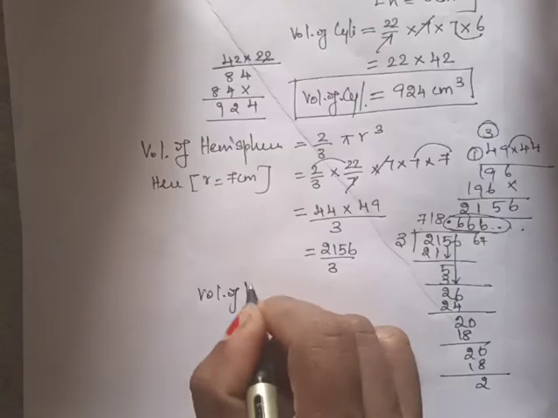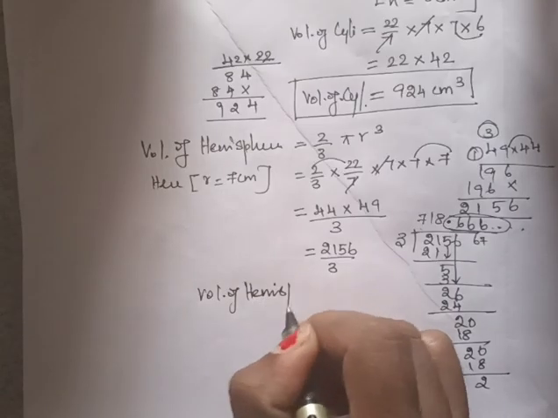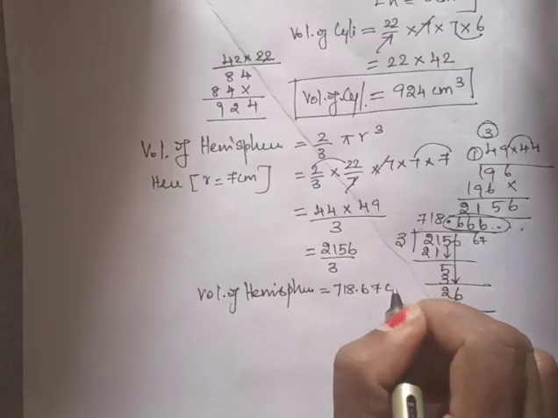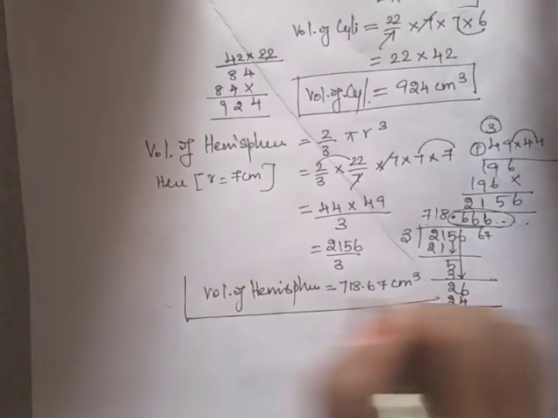Volume of hemisphere is equal to 718.67 centimeter cube.